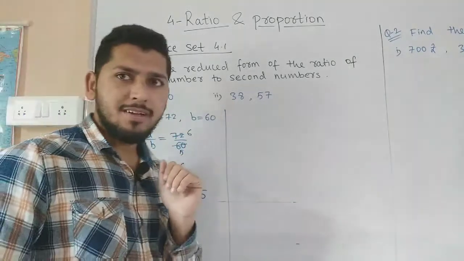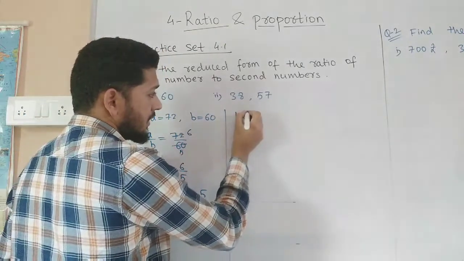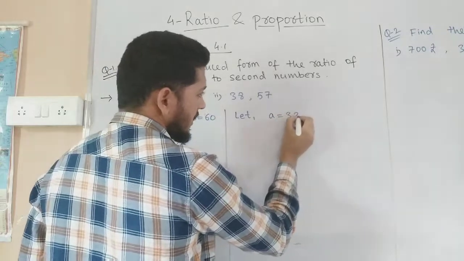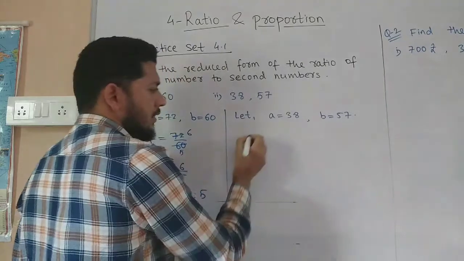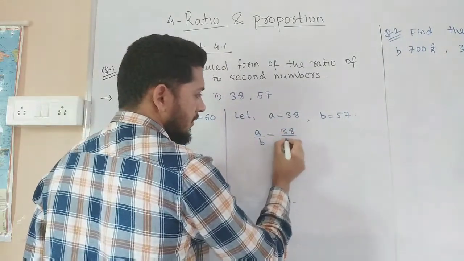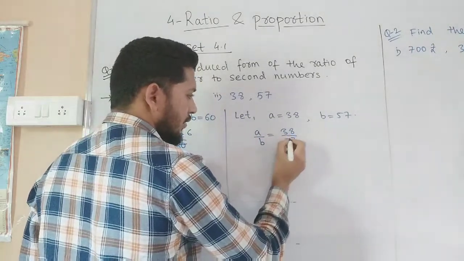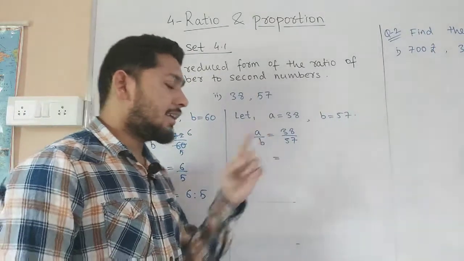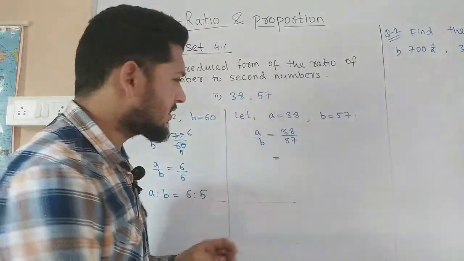Same we will do for the second example. So here you can see 38 and 57 are given. First we'll consider A equal to 38 and B equal to 57. Now we'll divide this: A upon B is equal to 38 upon 57. Now we have to see in which table 38 and 57 come, so we have to check. They come in the table of 19: 19 twos are 38, 19 threes are 57. We can check if we want.